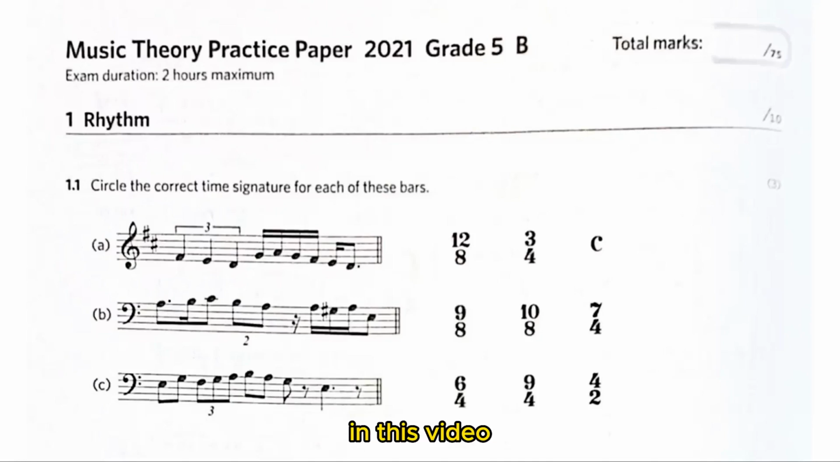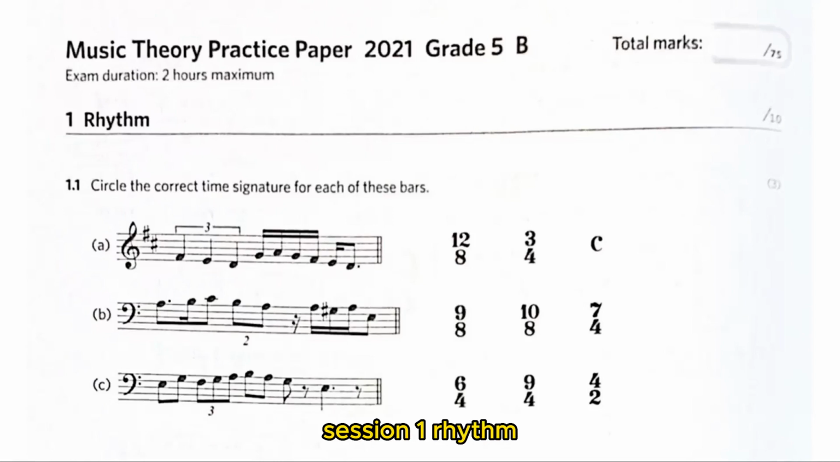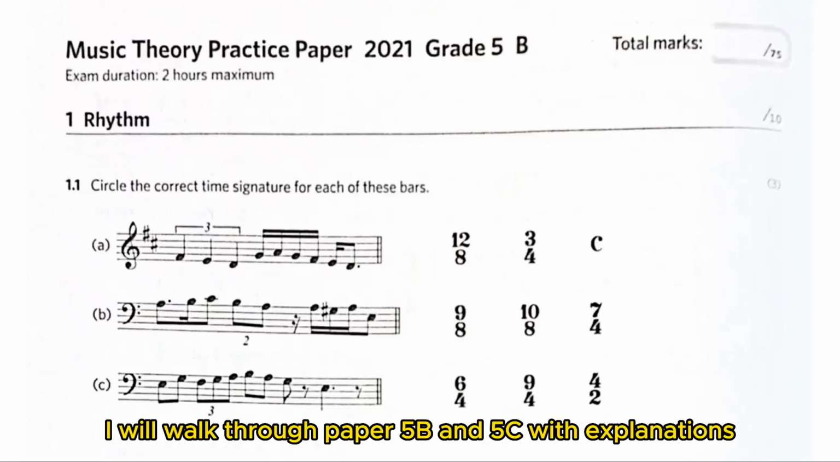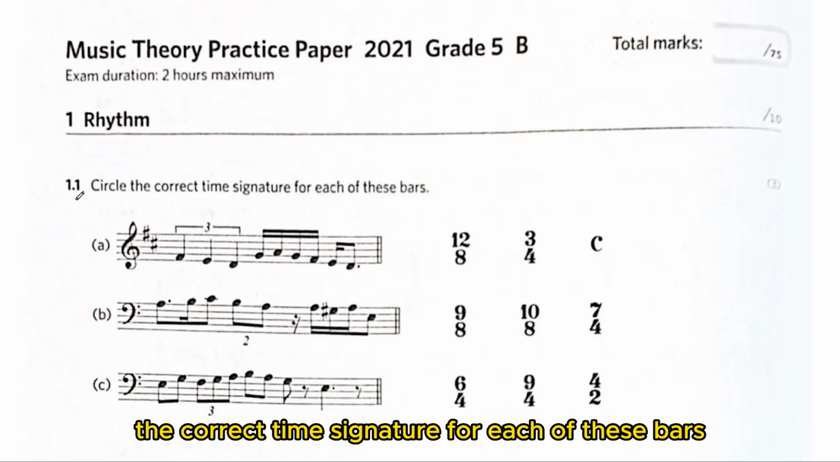In this video, our focus is ABRSM Grade 5 Music Theory 2021, Section 1, Rhythm. I will walk through paper 5B and 5C with explanations. Let's get started. Question 1.1. Circle the correct time signature for each of these bars.